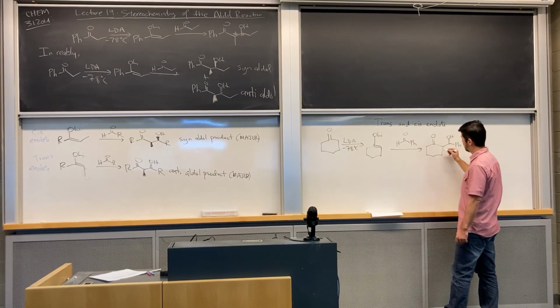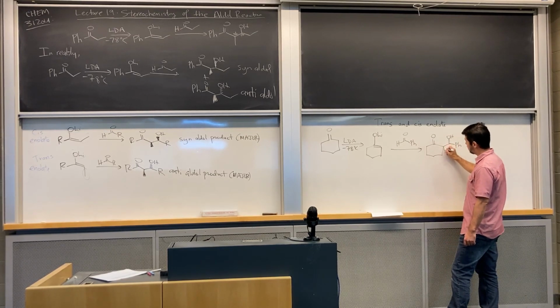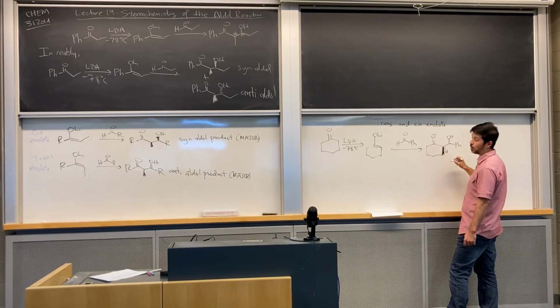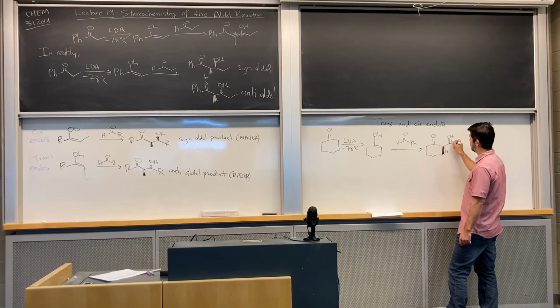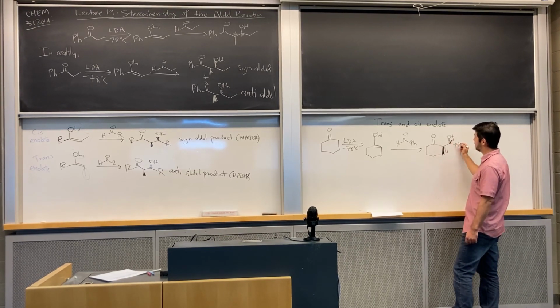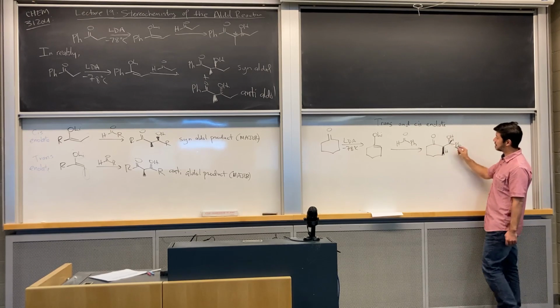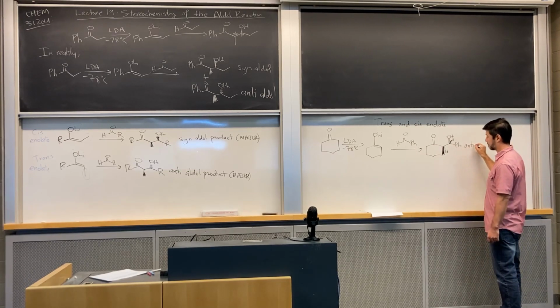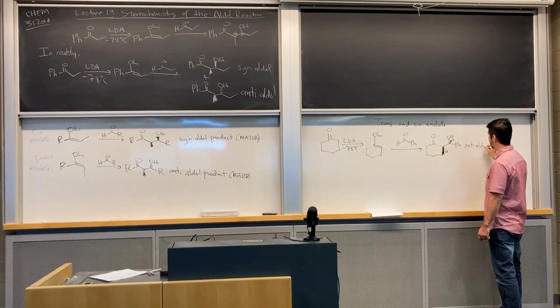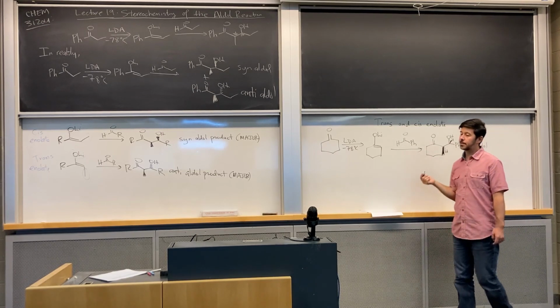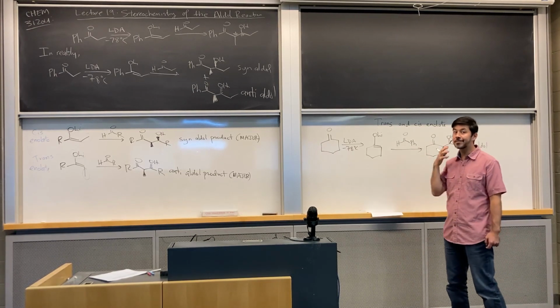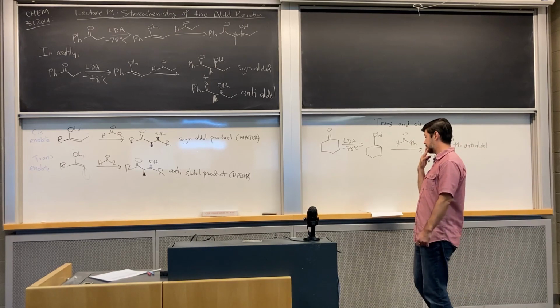And specifically, because this is anti, this carbon here is going to come towards you. You can imagine you have a hydrogen going away from you. And I'll just draw on the other hydrogen here, showing that it's coming towards you. So this is the anti-aldol product. And let's think of a scenario where we would have exclusively a cis enolate.